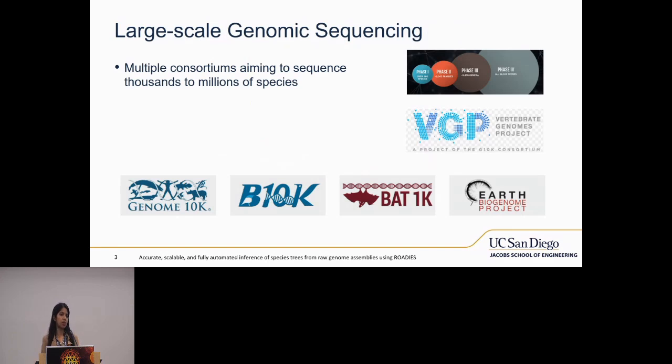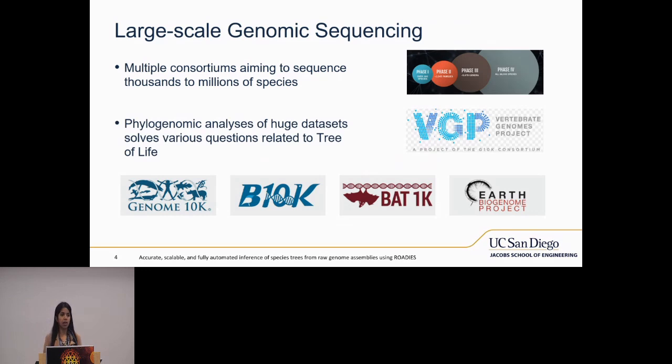This massive improvement in sequencing technologies has enabled multiple consortiums to sequence tens to thousands to even millions of species on Earth. The sheer scale of data available these days has immense potential to solve multiple complex questions and debates regarding the tree of life. To give you an example of one such debate, let's take a look at the avian phylogeny.